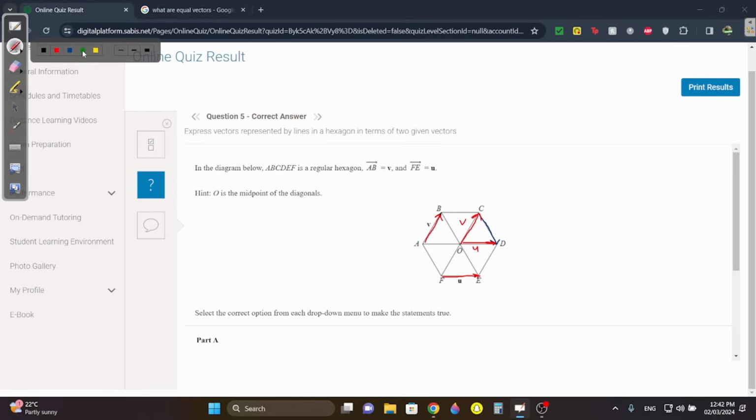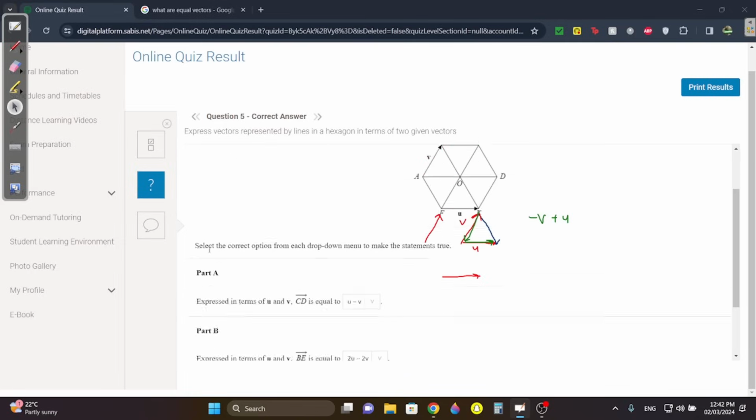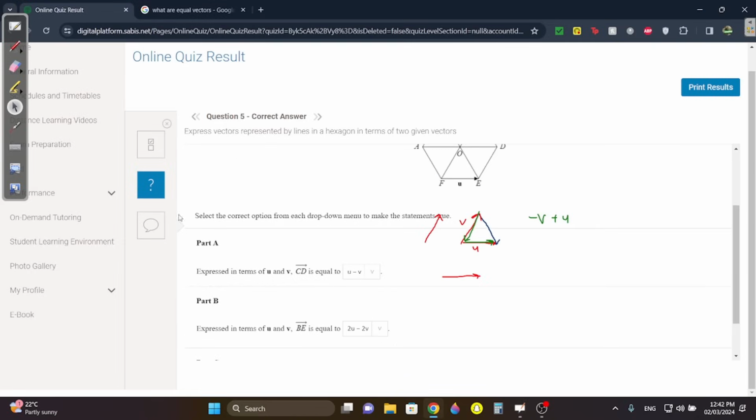Let's take a look at the alternative path of CD. From C to D, we can go C to O, and then O to D. C to O is minus V, because it's the opposite of V. V is going up, but we're going down. Minus V. And then from O to D is plus U. So you could say minus V plus U, or U minus V. There you go.